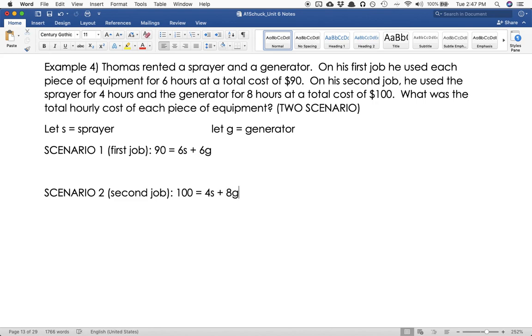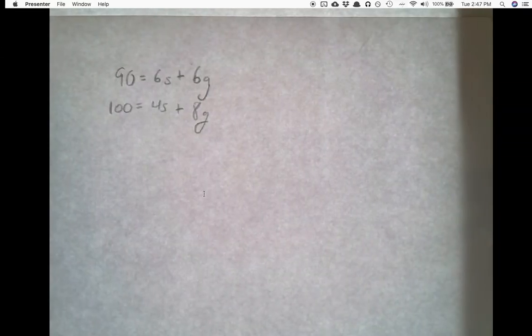And now, let me grab another piece of paper. We're ready to start setting these equations up and solving them algebraically. So 90 equals 6S plus 6G. And then 100 equals 4S plus 8G. Sorry about that. I was just copying those over. Let's get to it. Again, I'll do elimination here.